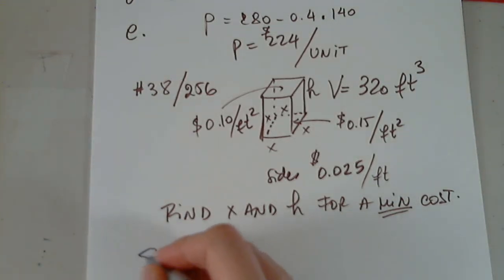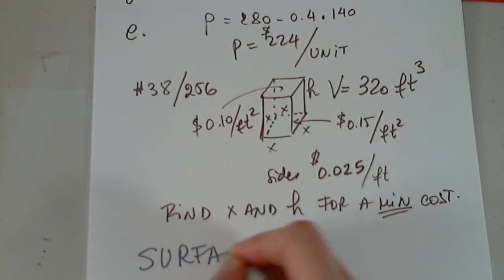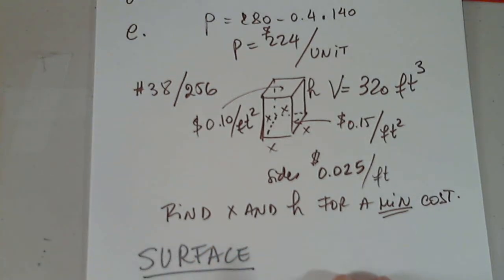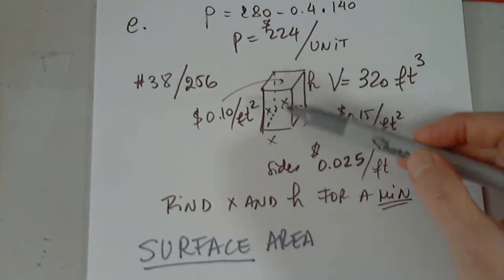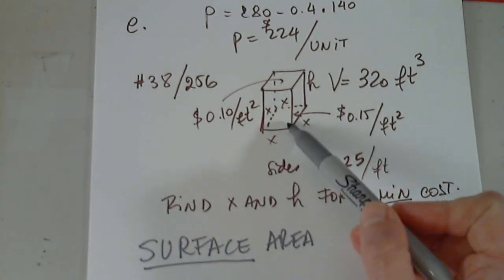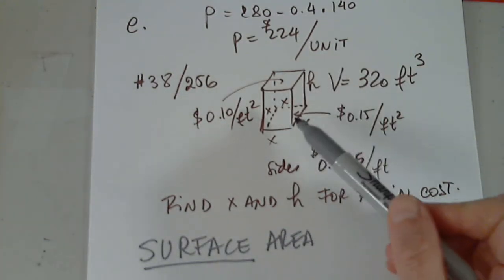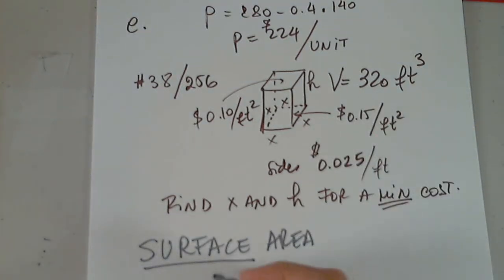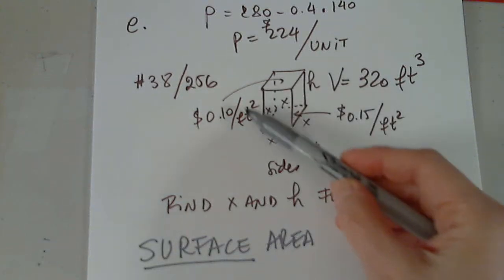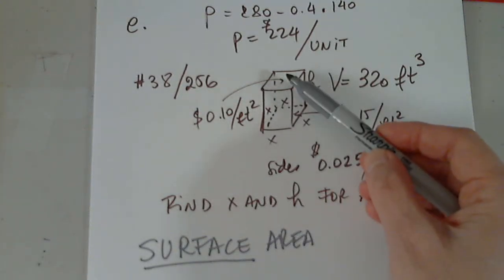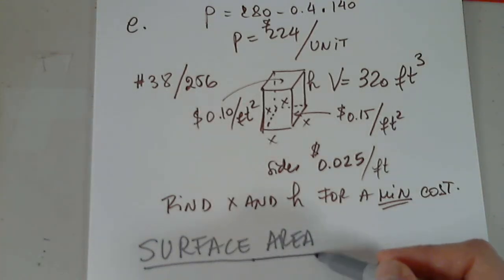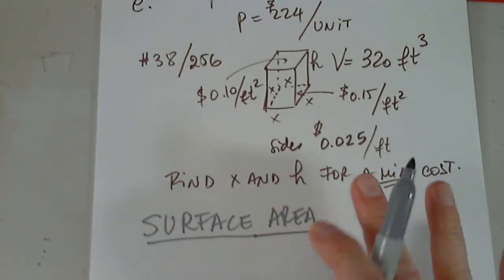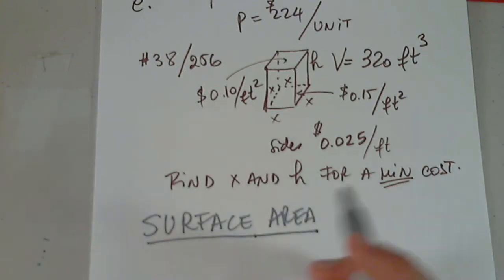So first we have to look at the surface area of the box. It has two identical top and bottom, but the base, the bottom, the area is x squared. The sides are x times h, and the top is also x squared. But I'm more interested in the cost of the surface area. So if I want to write the surface area, let's write it, but I don't need it per se.